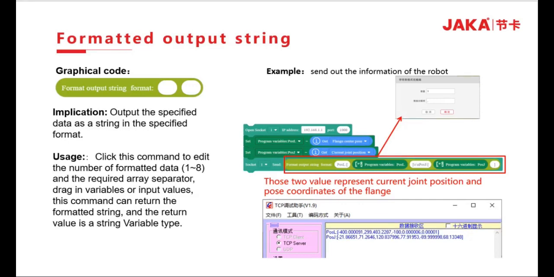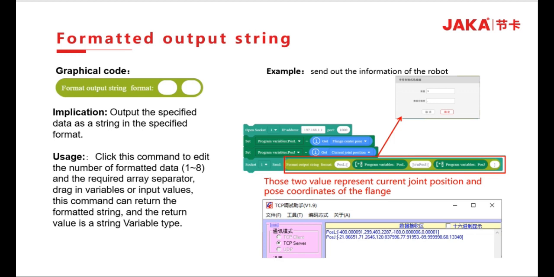Formatted output string. The formatted output string specifies the data as a string in a specified format. As always, click this command to edit the number of formatted data you want, from 1 to 8. Then you can input the required array separator and drag in the variables. You can also input values. The result of this command will be a string variable type.